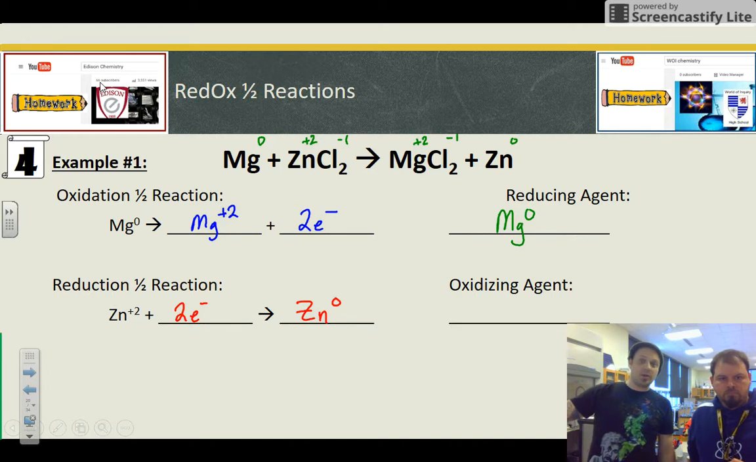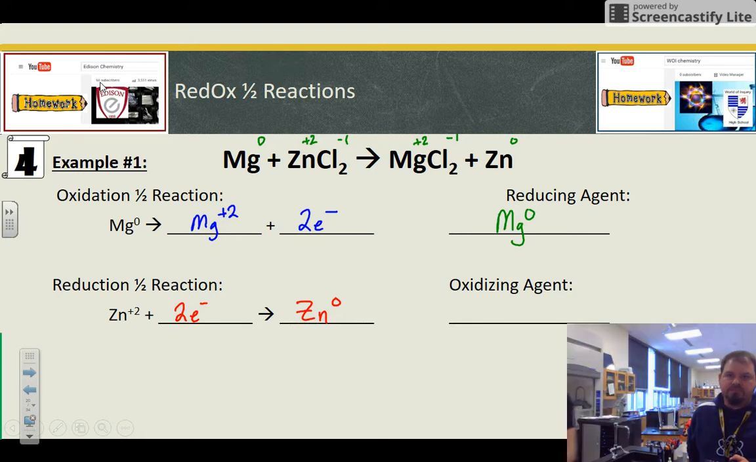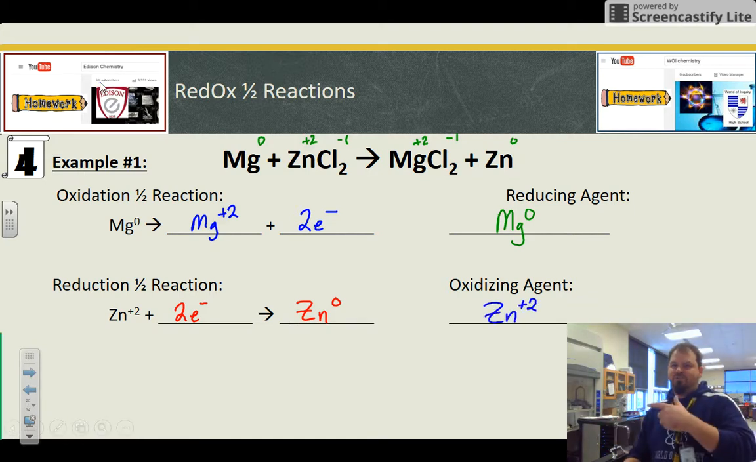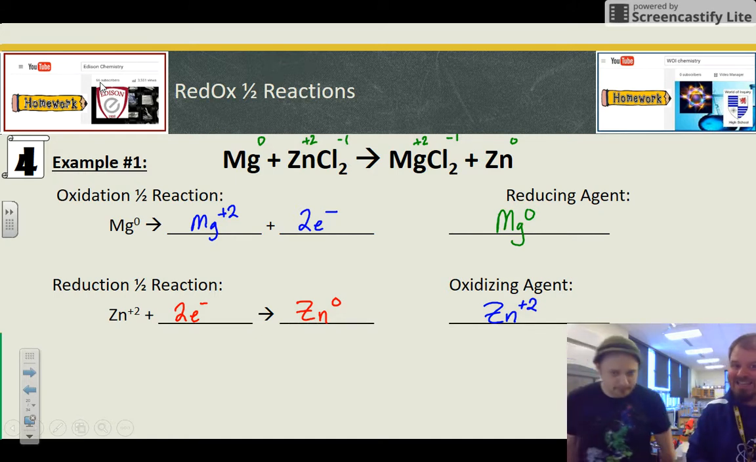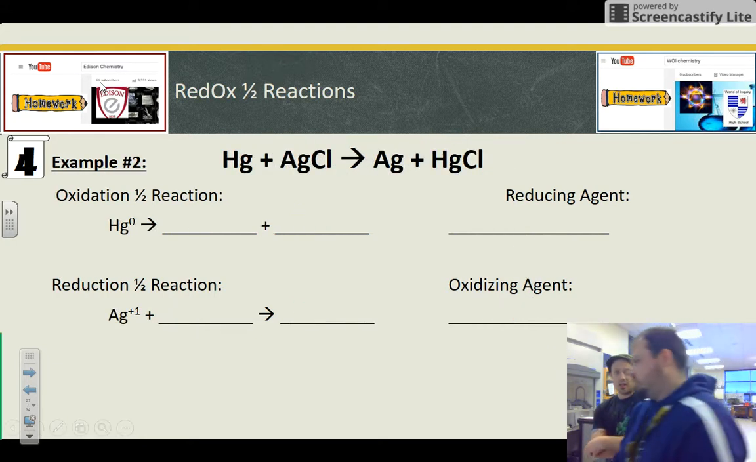And now I look at the other half reaction. Zinc picked up 2 electrons. Reduction is gaining electrons. So that was reduced, which makes zinc +2 the oxidizing agent. Don't be tripped up if the agents start switching on you. We don't want you to get into a pattern. Your turn, Milks. The pattern I want you to get into is writing those charges first, and working out the rest.